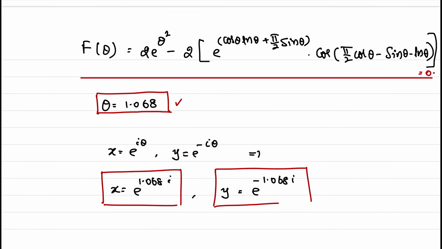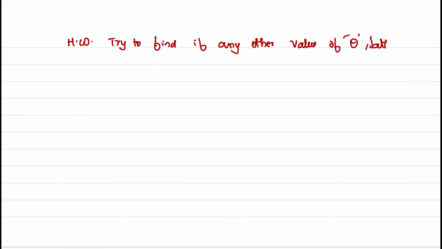Try to find as homework, using your online calculators or your calculators, if any other value of theta satisfies the equation f theta is equal to 0.